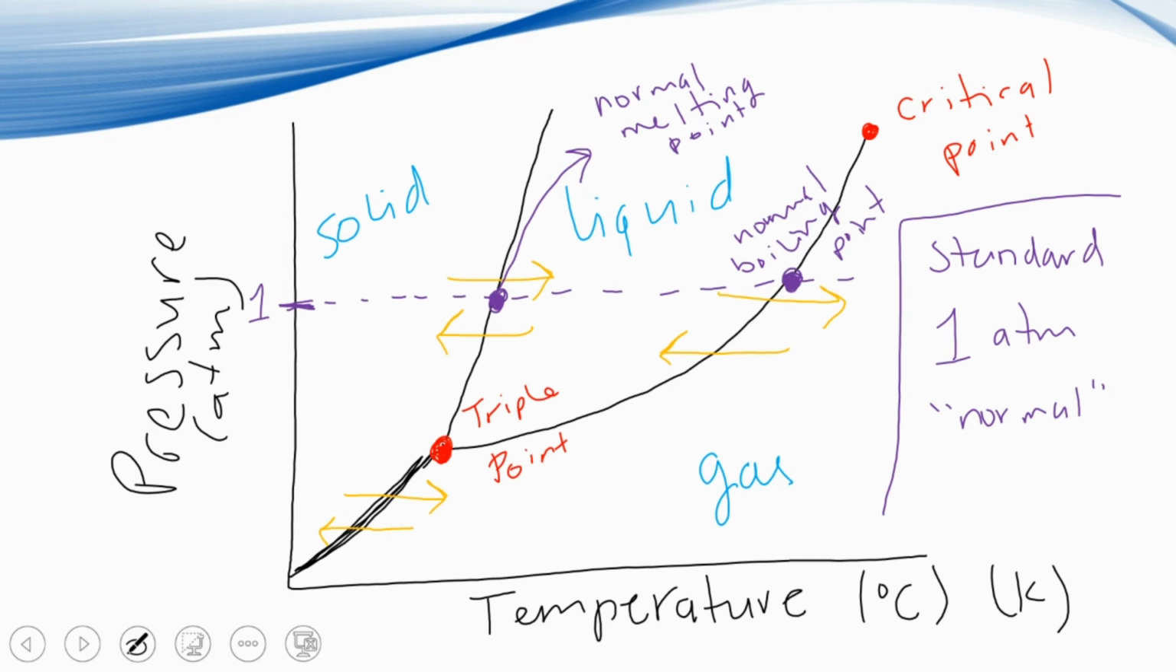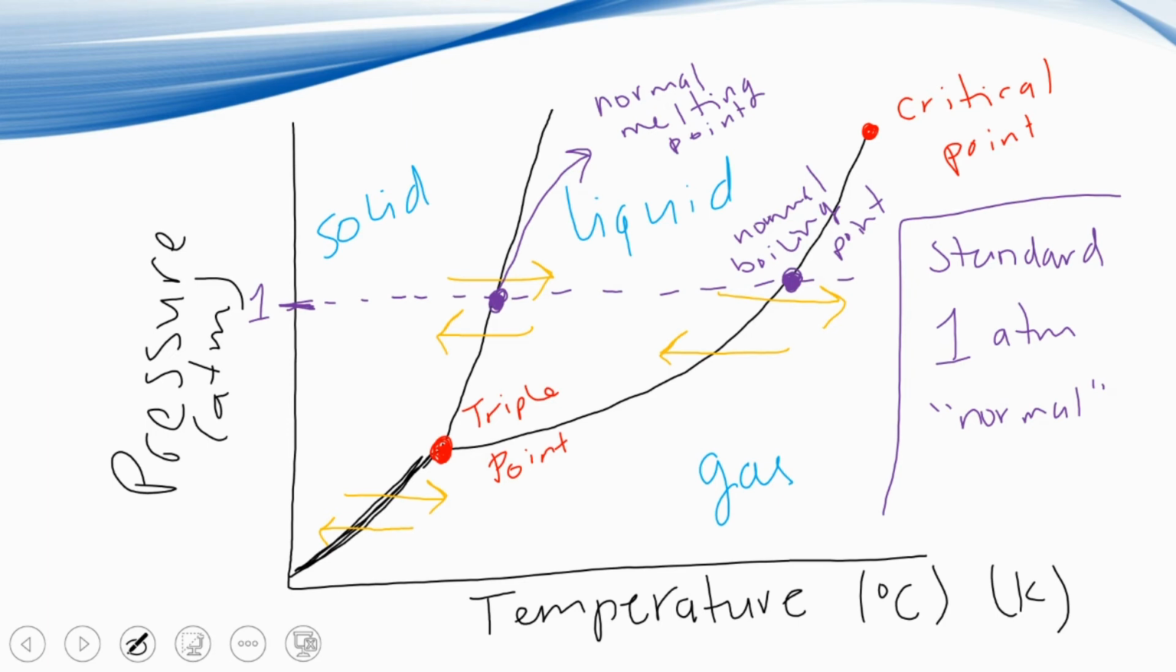Okay, so let's look at some of the definitions. What we have on screen is the phase diagram that we are going to be focusing on in this class. Again, this is a generic one. We didn't really give values other than the 1 atmosphere because that's going to be the normal, the standard.